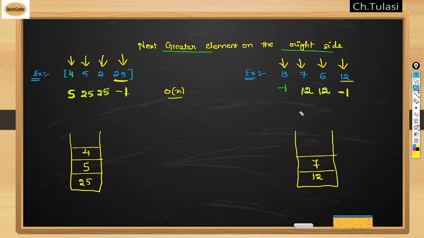Now I am at 13. First of all, I will check whether the top element is greater than 13 or not. No, 7 is not greater than 13, so I will pop the element. Now again I will check, is my 12 greater than 13 or not? No, my 12 is not greater than 13.